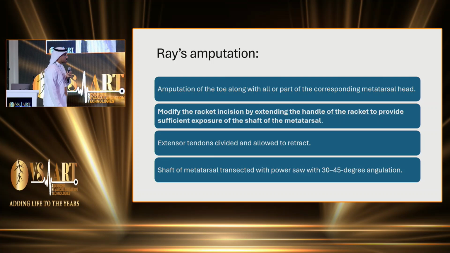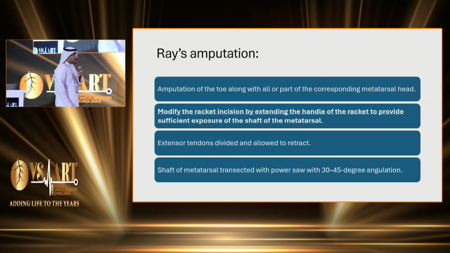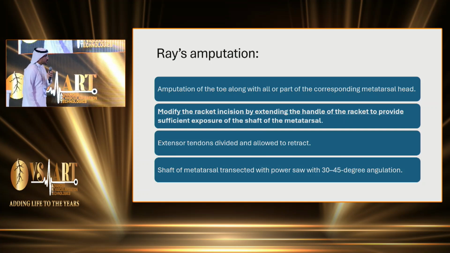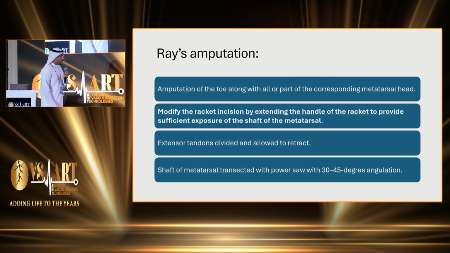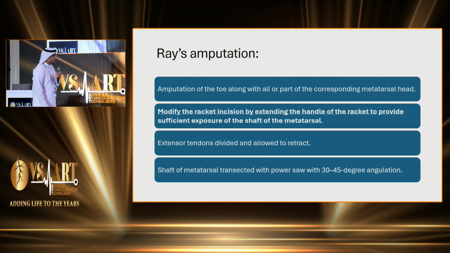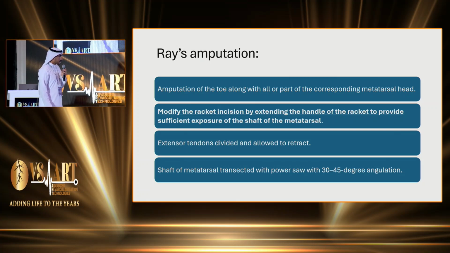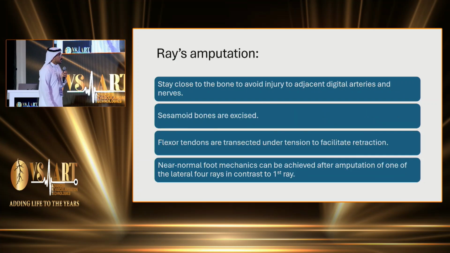Ray amputation is amputation of the toe along with the metatarsal head. The same incision will be made, but we modify the racket by extending the handle of the racket to provide sufficient exposure of the shaft of the metatarsal. The extensor tendon is divided at the edge of the wound. The shaft of the metatarsal can be transected with a power saw at 30 to 45 degrees to preserve some biomechanics of the foot.